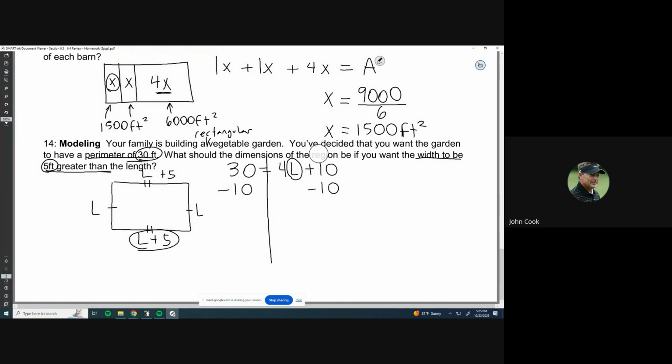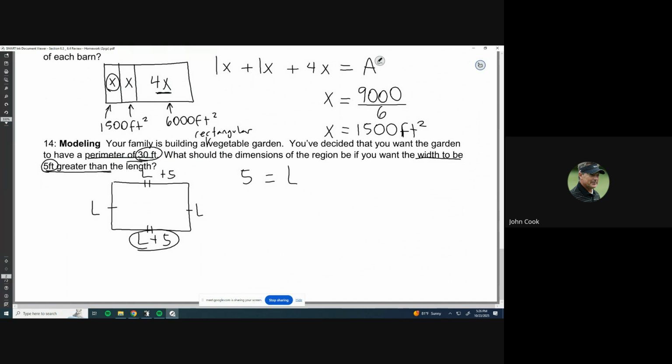All right, so this plus 10 and this minus 10 will go away. 30 minus 10 is going to be 20. So now we have 20, and 20 is equal to 4L. Well, if I want to get L all by itself, it's being multiplied by this 4. So how do you get rid of times 4? That's right, you divide by 4. So we divide both sides by 4. The 4's cancel out here, leaving the L all by itself. And now all we have to do is just a little bit of division. So 20 divided by 4, if you use your calculator, you'll get 5 for that one.